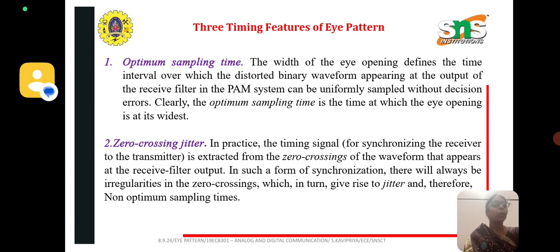The width of the eye opening defines a time interval over which the distorted binary waveform appearing at the output of the receive filter in the PAM system can be uniformly sampled without decision errors. Clearly, the optimum sampling time is the time at which the eye opening is widest. And the next one is zero crossing jitter. In practice, the timing signal is extracted from the zero crossings of the waveform that appears at the receive filter output. In such a form of synchronization, there will always be irregularities in the zero crossings, which in turn give rise to jitter and therefore non-optimum sampling times.